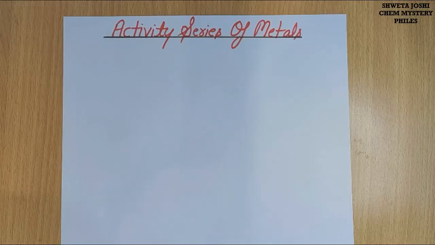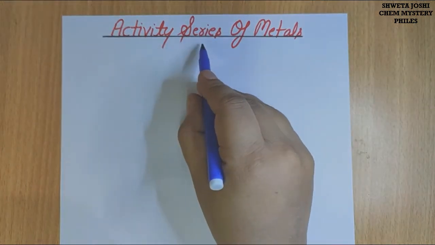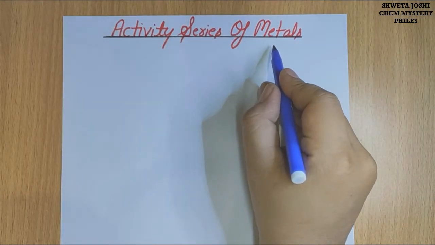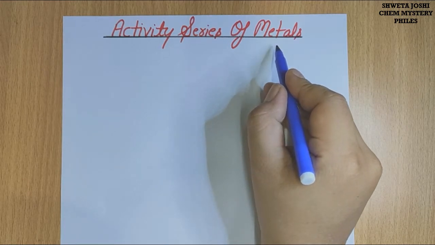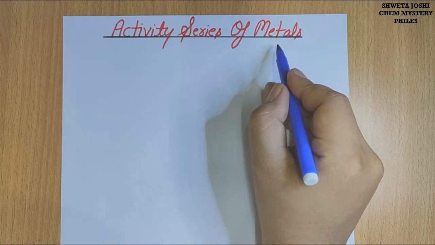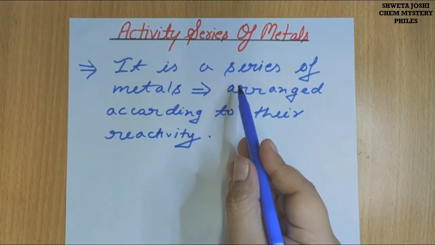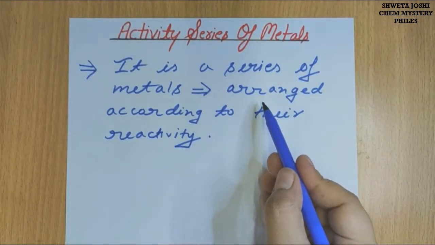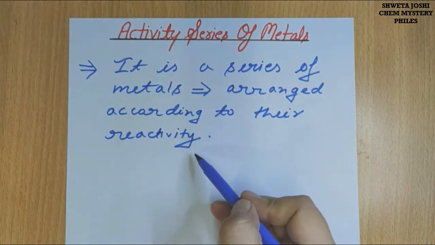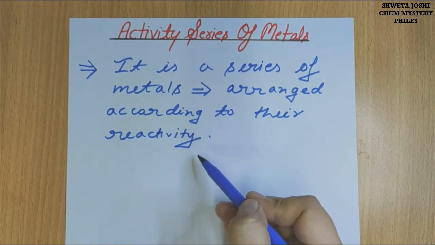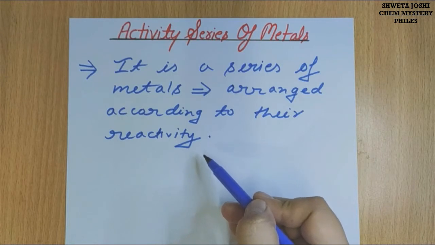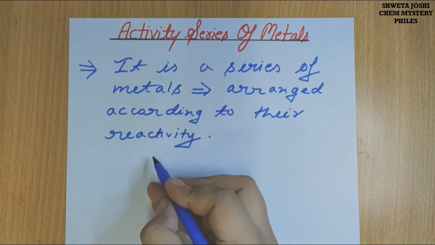Hello students, this is part E of our chapter Elements, Compounds and Mixtures, and in this video we are going to cover activity series of metals. Now what is metal activity series or activity series of metals? It is a series of metals in which metals are arranged according to their reactivity. This activity series of metals is also known as metal activity series.